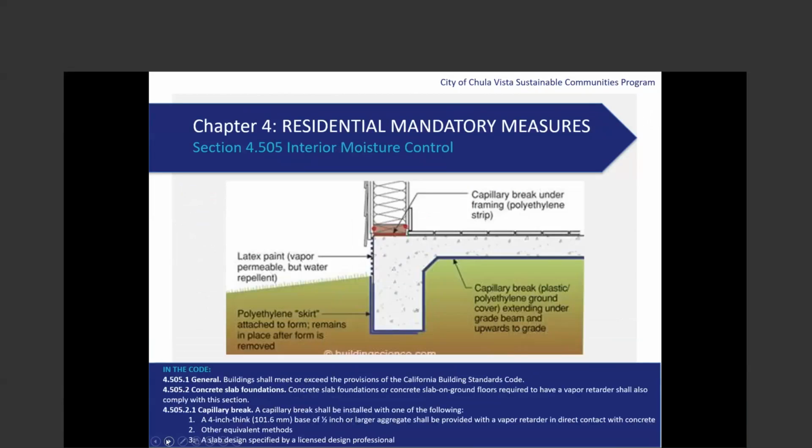Another method to prevent moisture moving up from the ground into the home is a capillary break, which is required to install under concrete slabs and framing. Next, please.